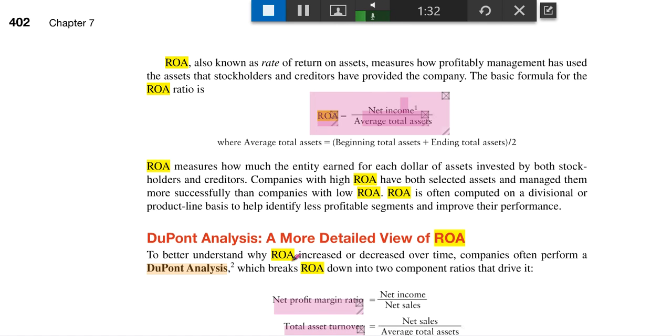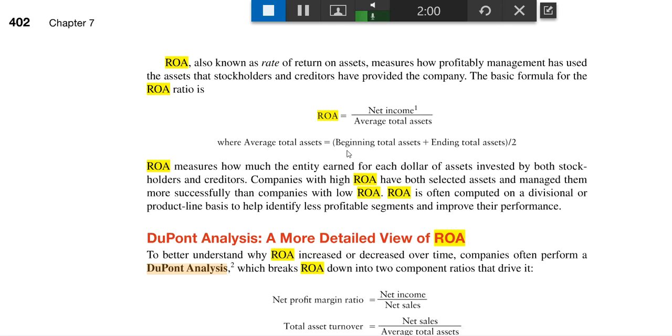What basically happens with a DuPont analysis is that it expands on the analysis up here. It basically expands on net income over average total assets. Notice here that on total asset turnover, you're looking at sales over average total assets. And then here you're getting net income over net sales, which kind of gives you some more dimensionalization.